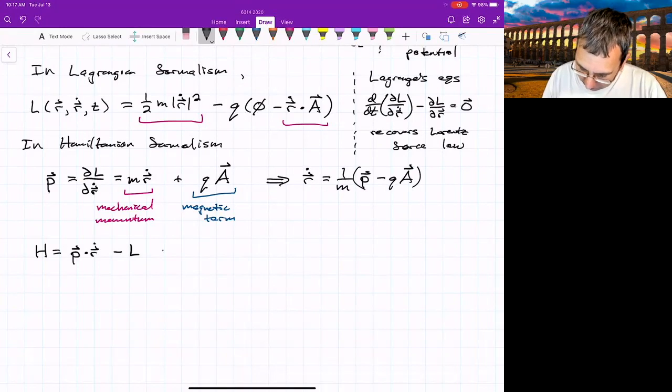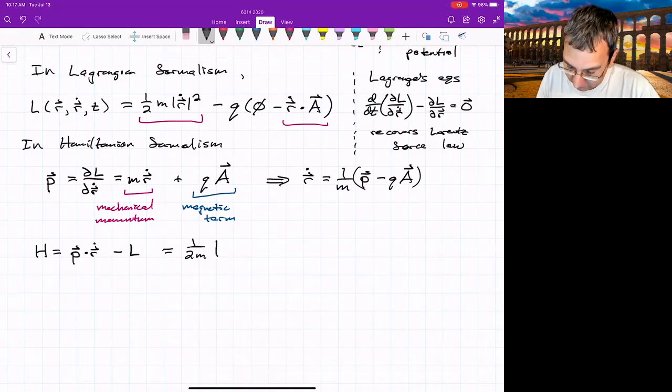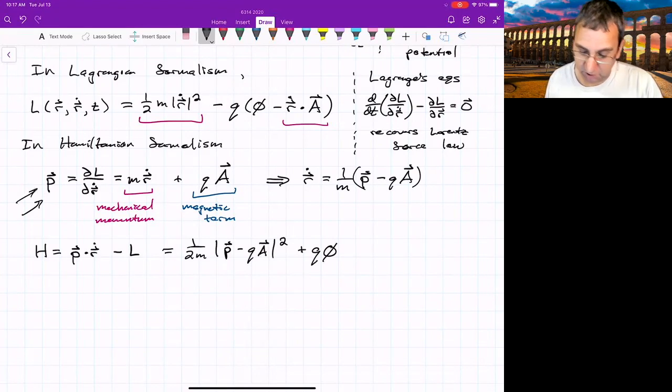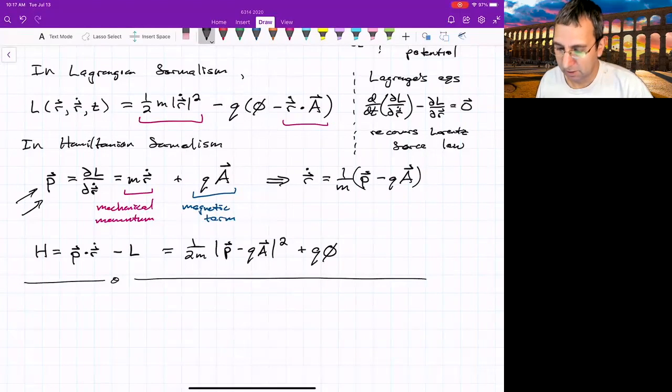And then what do we get for the Hamiltonian? This is going to be 1 over 2m. This is what we'll end up getting. It's kind of weird: P, this defined generalized momentum, P minus QA, that magnitude squared, plus Q phi. So that's the Hamiltonian. And we got this weird, strange definition of momentum, but it works.